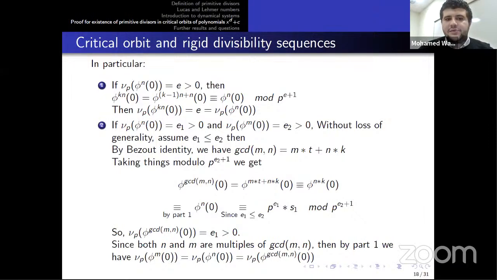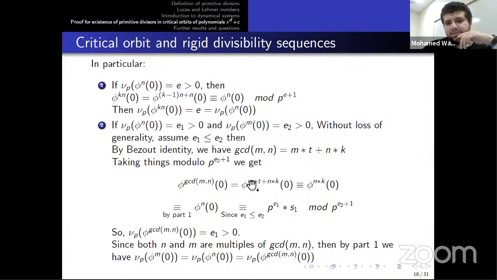Now for the second property, if we have two elements with valuation greater than 0, without loss of generality, we assume that phi m has a valuation greater than phi n. By Bezout's identity, we can write the GCD of m and n to be mt plus nk for t and k integers, and we will work modulo P power E2 plus 1. So phi of the GCD can be written as phi of mt plus nk, but since we are working modulo P power E2 plus 1, what we proved can work on m.